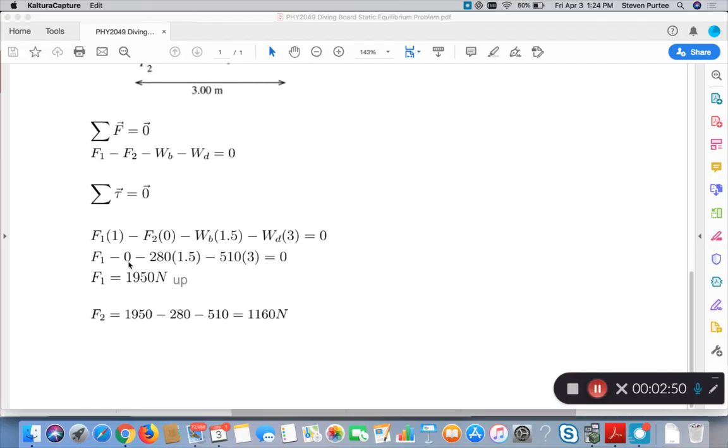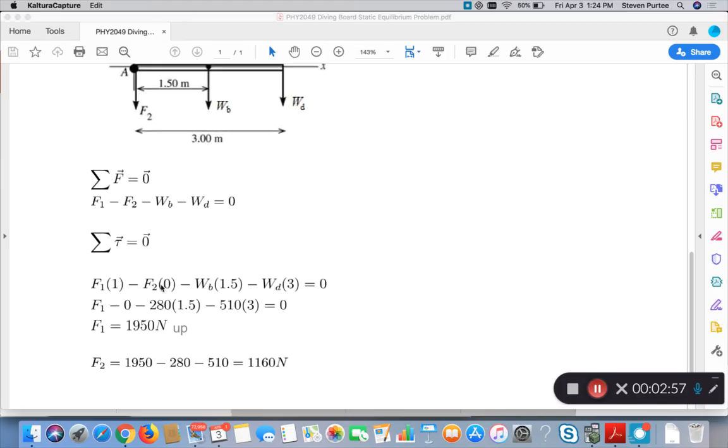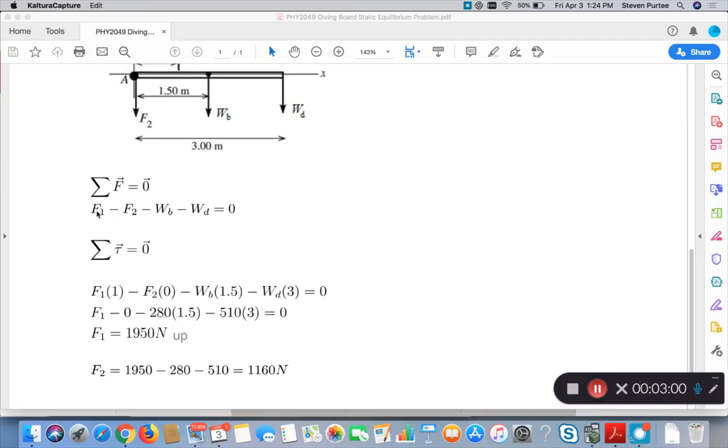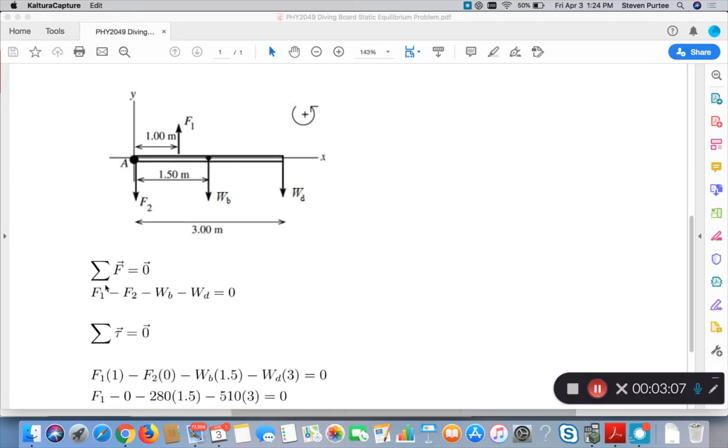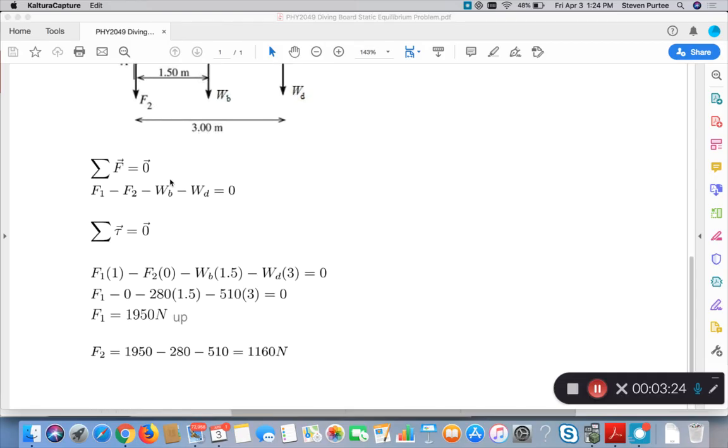So just quickly solving, we get F1 is 1950 newtons, and that points up. And then using the sum of our forces, using this equation, we can find F2 and get 1160. We could have also, instead of using the sum of forces equation, started over and put the axis of rotation maybe in the middle, and then done the sum of torques again, and we could have solved for F2 that way. A lot of different choices here.